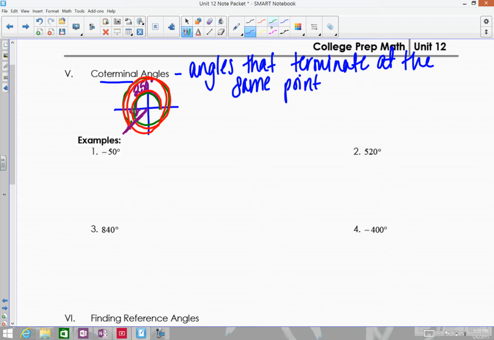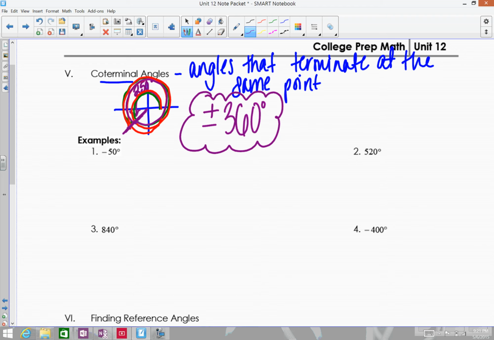Same thing if you started at this angle and subtracted 360, so now I go the opposite way. I end up in the exact same spot. You could subtract as many 360s as you want, and you're going to end up in the same spot. So when you think about coterminal angles, think of them as any angles where you can add or subtract 360, and any of those numbers you get would end in the same spot. So they would be coterminal angles.